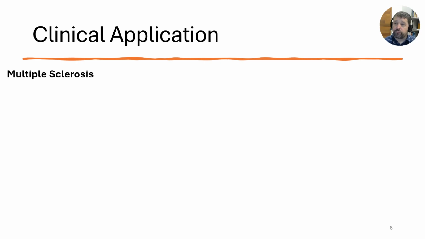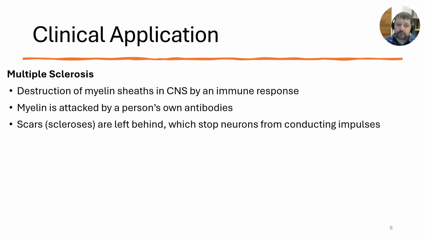One of those diseases I was talking about, where you have damage to the nervous system, is multiple sclerosis, or MS. Multiple sclerosis is when the myelin sheath in the central nervous system is destroyed, normally by the immune system of the individual that has MS. Your own immune system is producing antibodies against the myelin, so the myelin is being destroyed, and sclerosis means scar.